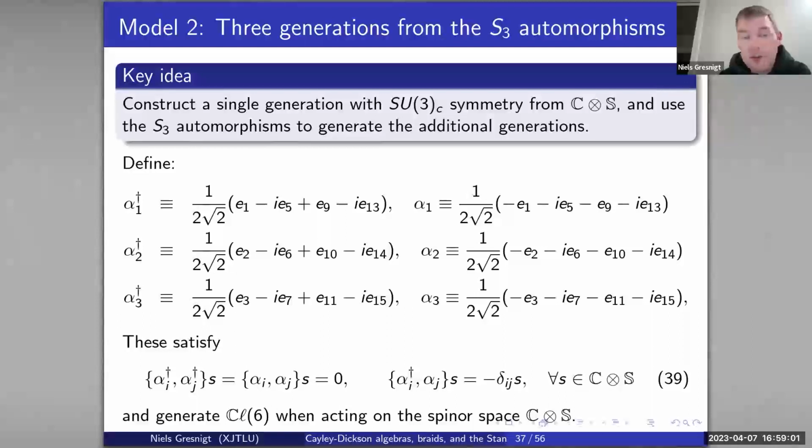So this way I've generalized the ladder operators that we had before from the octonions, so that each one has 4 terms. Now they still satisfy the same anti-commutation relations when they're acting as adjoint actions. And so they would generate CL6. So in that regard, you can construct the minimal ideals, and you can build 1 generation. And then we can apply the S3 automorphism to get 2 more generations. So you can do that.